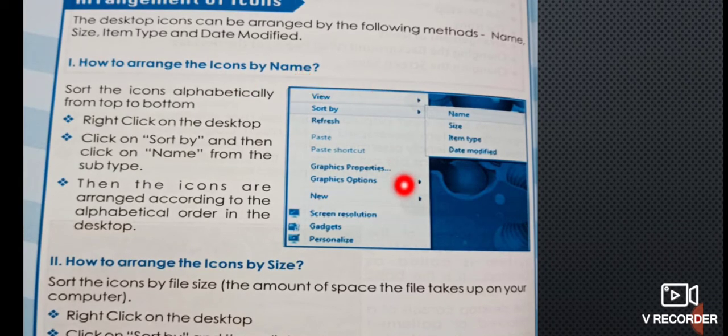The first method is how to arrange the icons by name. First, you have to right click on the desktop using the mouse, and then select the option called Sort by, and you can see Name. You have to select Name. According to the name, your icons will be arranged in alphabetical order, A to Z.